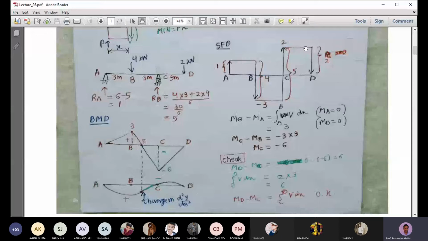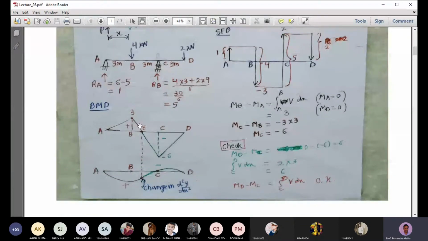And what is the area under the shear force diagram between C and D? It will be 2 into 3, which is 6. So again, MD minus MC is equal to the integral from C to D of V dx. So that is again satisfied. So our check is okay. So yeah, so we have here the bending moment diagram.